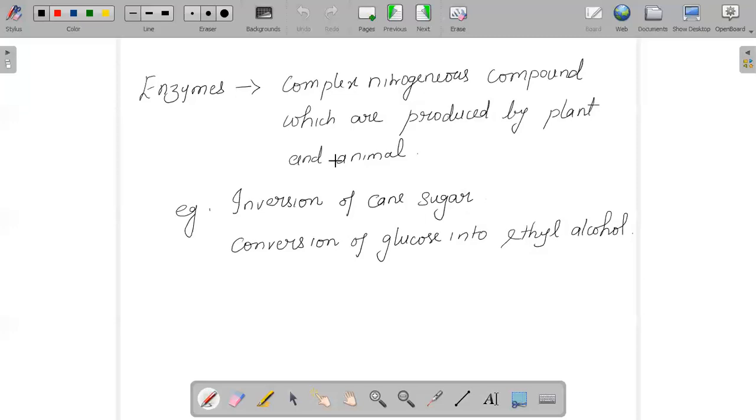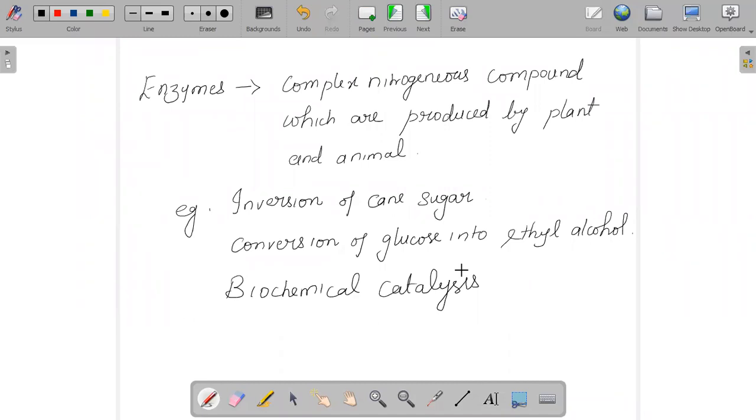That is why enzymes are sometimes called biochemical catalysts, and the phenomenon is called biochemical catalysis. So enzymes become an important part of our day-to-day life.